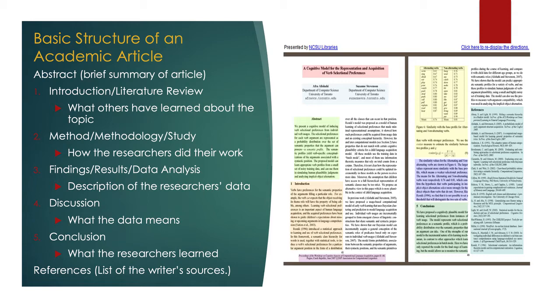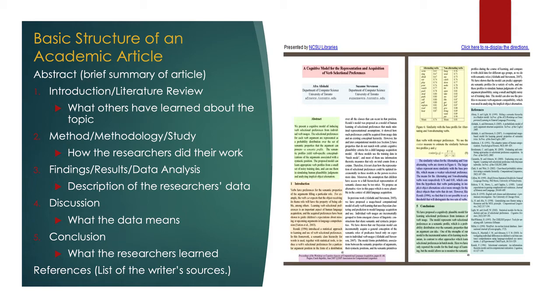The next section that you'll usually find is something called the method or the methodology. Sometimes it's called the study. But it's basically a description of how the researchers did their work. So for example, if they conducted something like an experiment, then it will describe in detail how the experiment was done. So that's the second part, called the methodology, and it helps you know how they did their work.